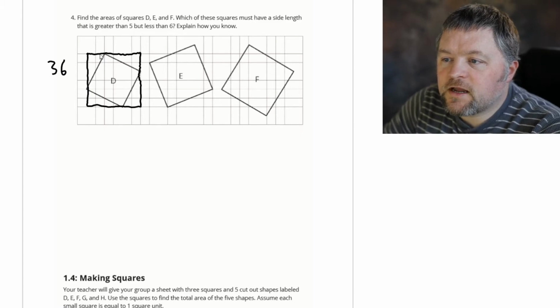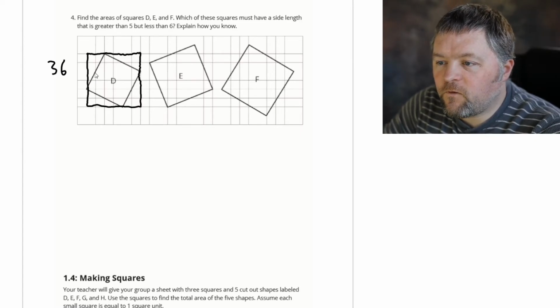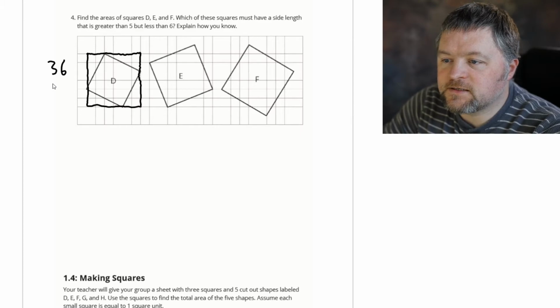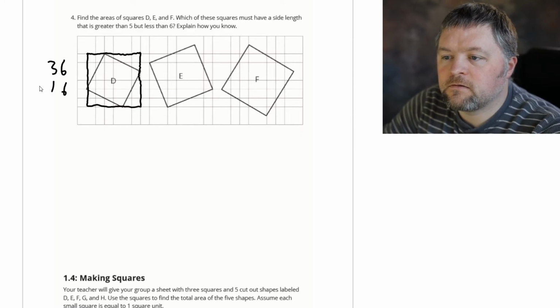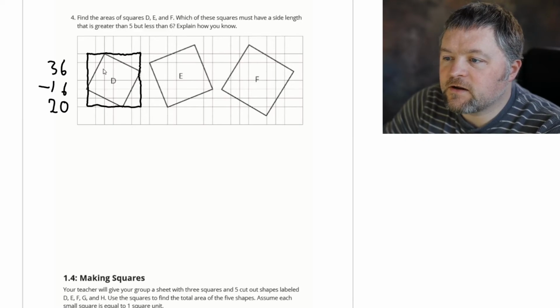What are these triangles? 1, 2 by 1, 2, 3, 4. 2 by 4 is 8, over 2 is 4, which means there are 4 of them. 4, 8, 12, 16. 36 subtract 16 is 20. So the area of square D is 20.